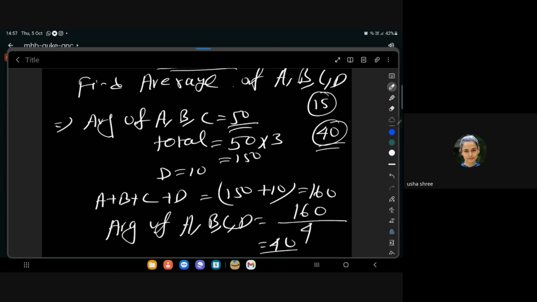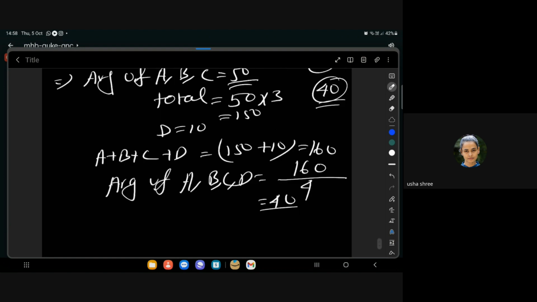40. Bhaiya, why are we multiplying 50 with 3? I told you, if you have the number of observations and the average. Suppose there are 11 players in the cricket team. On average, everyone has scored suppose 20 or 30 runs. What is the total score of the team? You have the number of individuals, and you have the average. If you multiply them, you will get the total sum or total score.